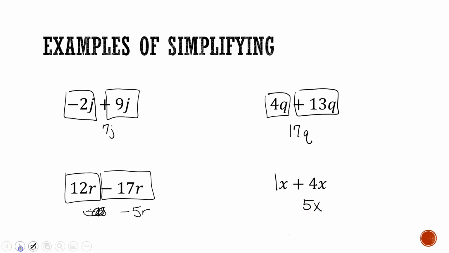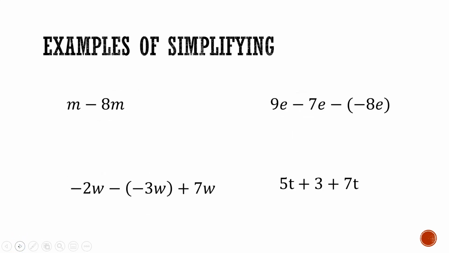All right, moving right along. M minus 8m, those are like terms. There's a 1 in front of here. So 1 minus 8 is negative 7. We keep the variable.